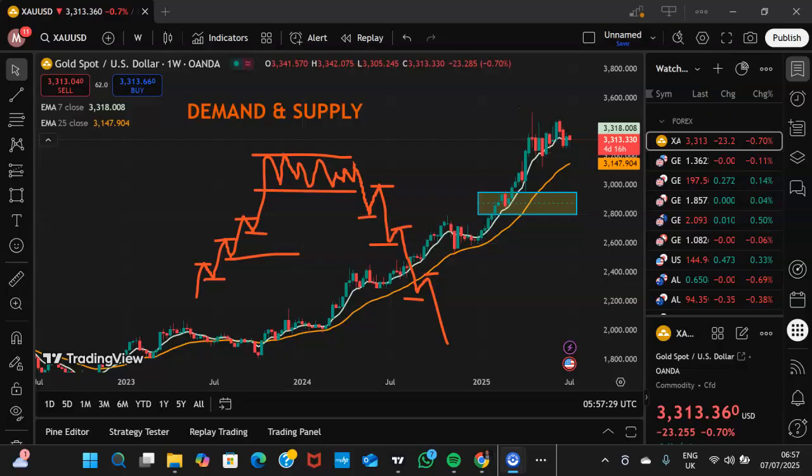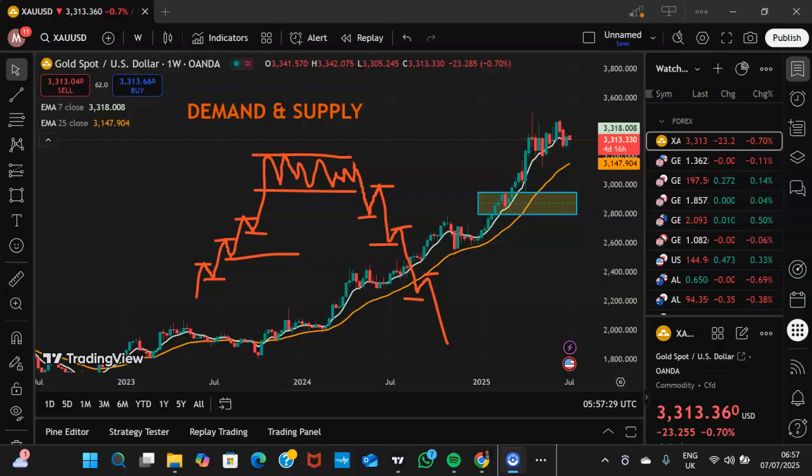Now, why are we talking about this before we dive into the concept of demand and supply? Of course, like I said in the beginning of the video, in most cases the general knowledge says buy at support, sell at resistance. But there is actually a zone that is more suitable for high probability trades when you are analyzing your chart, and that is demand and supply.